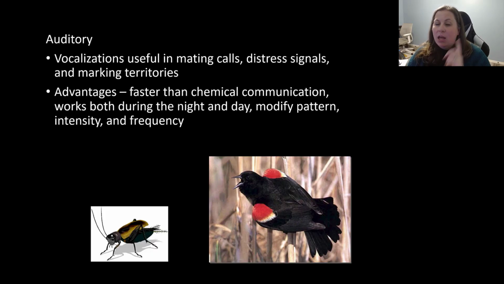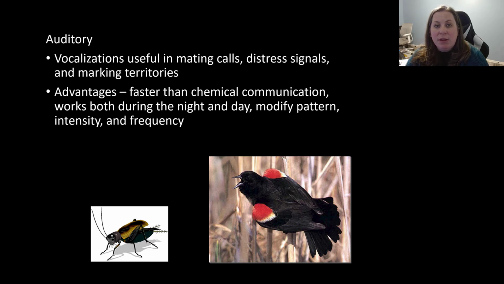The next type of communication is auditory. Auditory is listening. So this is going to be vocalizations are useful in mating calls. You see that with the birds of paradise and how they mate with calling out. Distress signals and alarm calls would be part of an auditory type of communication. And some organisms mark their territory by sound, especially certain types of monkeys that are in trees. They will use this, and as the sound carries out, that helps mark their territory.